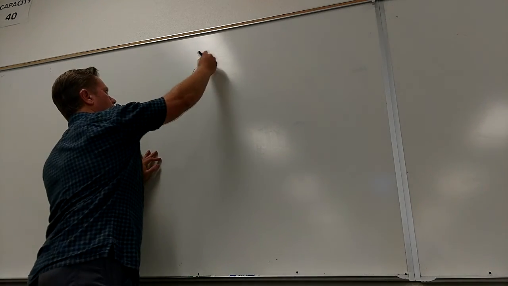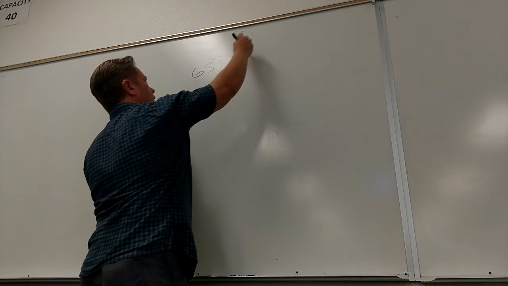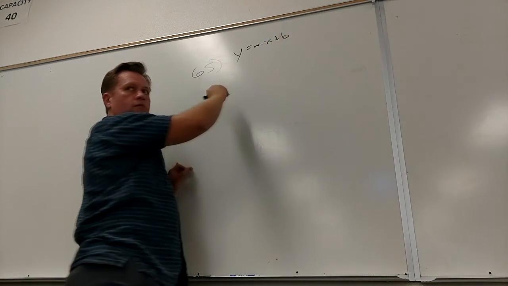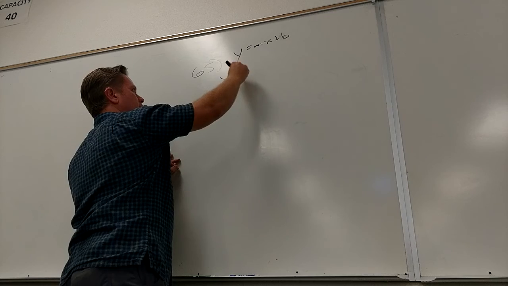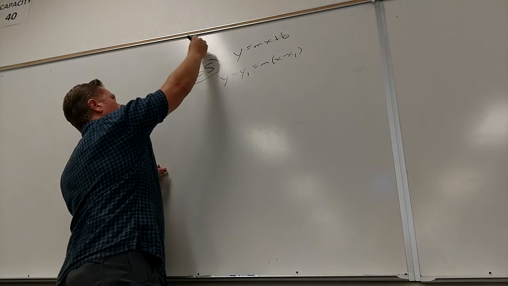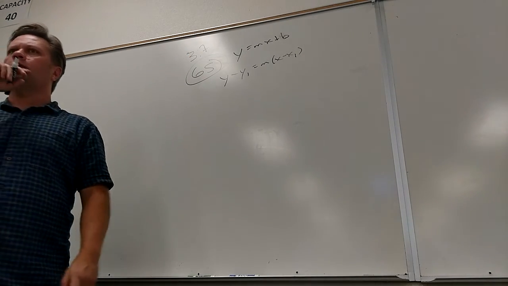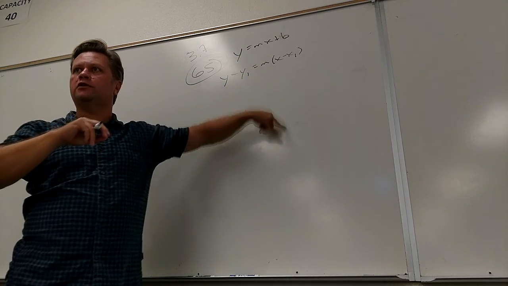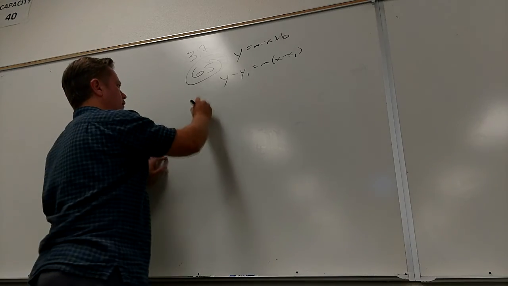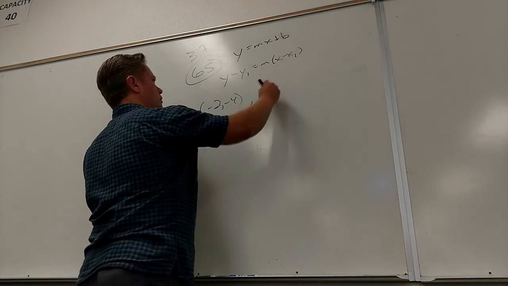It says write the slope intercept. That's this guy. But you might have to use this guy to get there. This is 65, 37. You don't have to start here, you just have to eventually get there. This is the one that says -2, -4, and it goes through 2, -1.